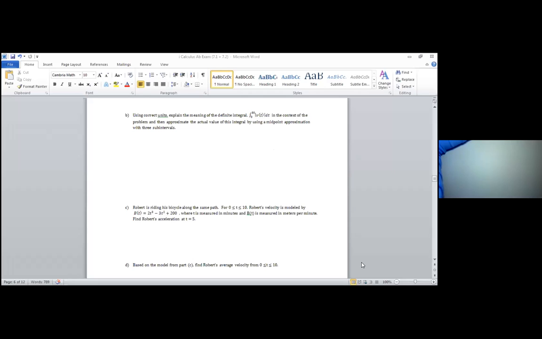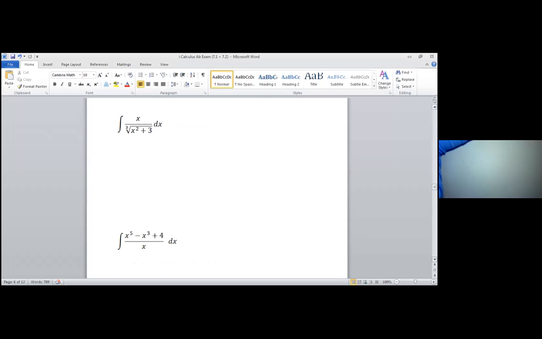All right, so we should be picking up on page 7. So we have some integration problems to try. Let's see how those go. So for the first one, we've got the integral of x over the cube root of x squared plus 3 dx.